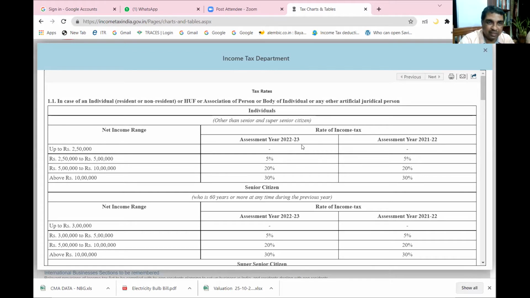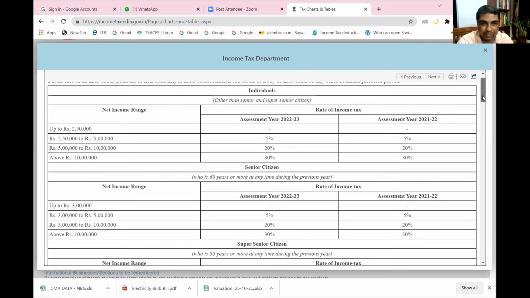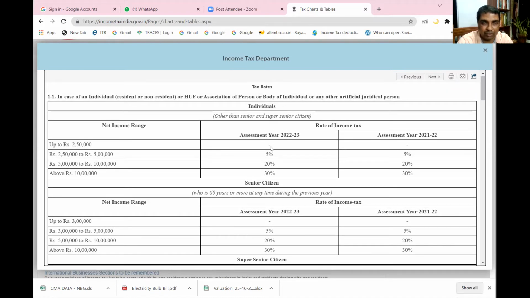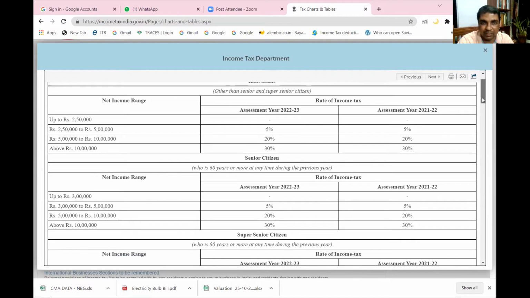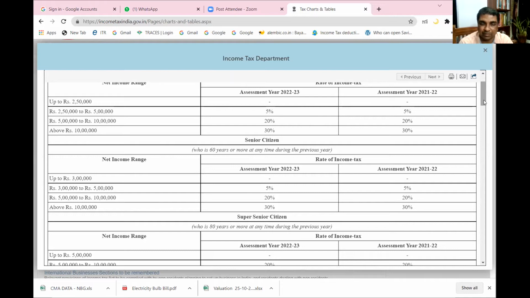Now you can see, for individuals, HUFs, AOP, BOI, and other artificial juridical persons, this is the tax rate: up to 2,50,000 nil, 2,50,000 to 5 lakh rupees 5%, 5 lakh to 10 lakh 20%, above 10 lakh 30%. For 22-23 and 21-22 the same tax rates apply. And you already know if the person's age is 60 years or more at any time during the previous year, anytime means anytime, maybe on the last day of the previous year.